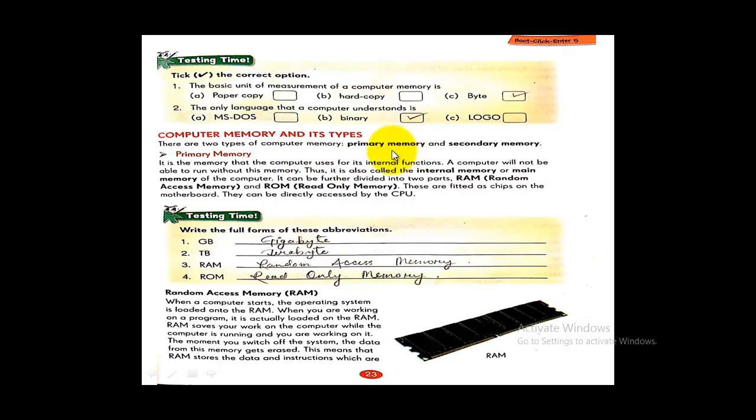One is primary memory and the other one is secondary memory. Now let's see what these primary memory and secondary memory are. Now let's see the first one, primary memory.